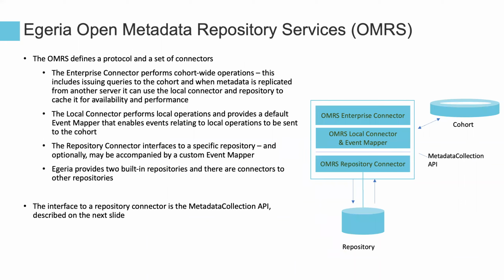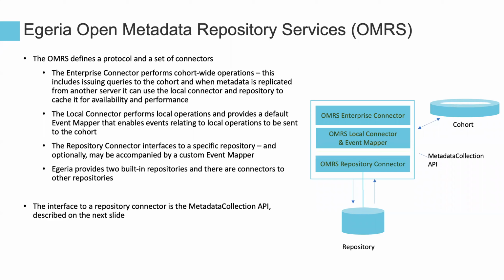Let's talk a little bit more about OMRS, just so that we understand where we are in Egeria. On the right, we have a picture of a server, which is a member of a cohort. And the OMRS layer, which we saw on the previous slide, really splits into three. There's the enterprise connector layer, and this is what gives us the federated capability. So this is able to do remote queries and aggregate the results. It's also responsible for registering the interest in the reference copies, or triggering the creation of that interest, so that we get events when things get updated.